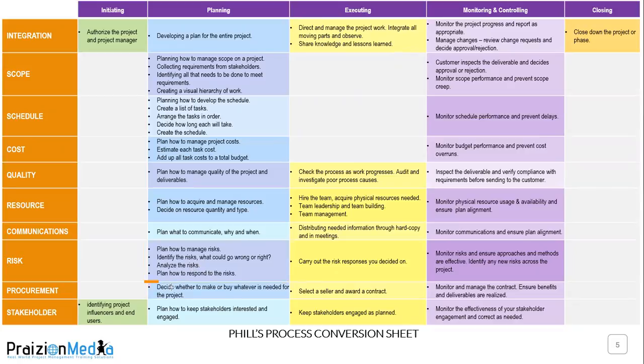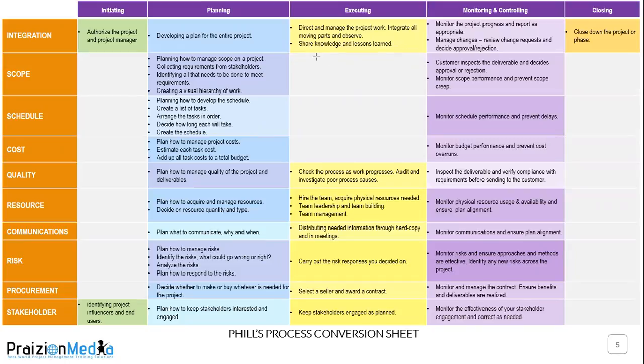In procurement, we decide whether to make or buy whatever is needed for the project. And in stakeholder management and planning, we plan how to keep stakeholders interested and engaged. And that's planning. It's that simple. Those are the things you do. Executing, we direct and manage the project work. We integrate all moving parts and observe.